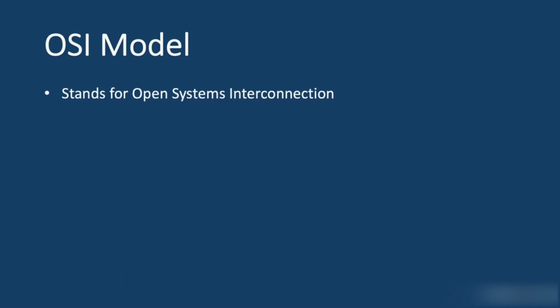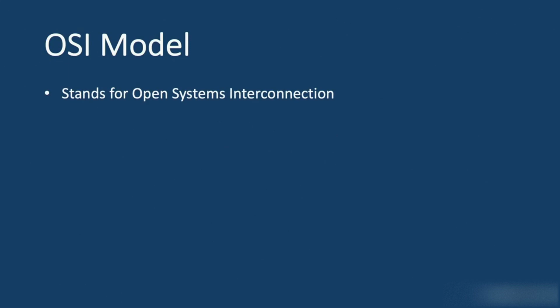Let's start with the first topic of networking fundamentals, known as the OSI model. If you've taken any networking course, or if you've read any networking book in the past, you would have noticed that the OSI model is discussed right in the beginning. And that's because the OSI model is a fundamental topic for networking. Let's talk about it. It stands for Open Systems Interconnection.